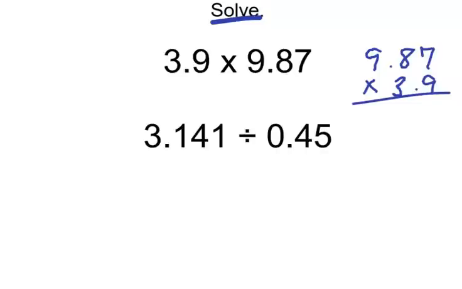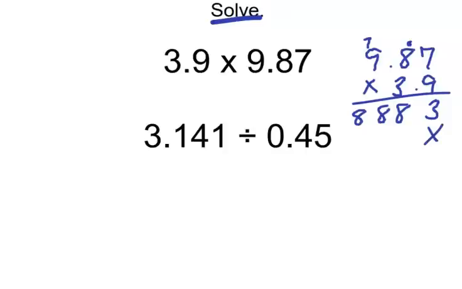Anyway, so we have to do 9 times 7, which is 63. So a 6 up there and a 3 here. Okay, 9 times 8 is 72. So we have 72 plus 6, and that gives us 78. So a 7 there and 8 there. 9 times 9 is 81, plus 7 more is 88.